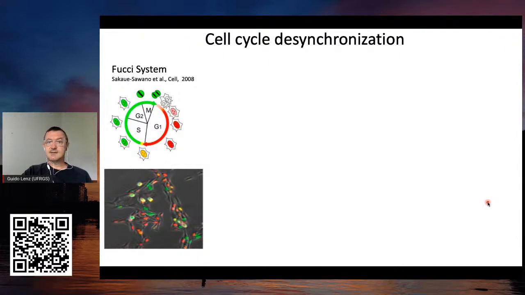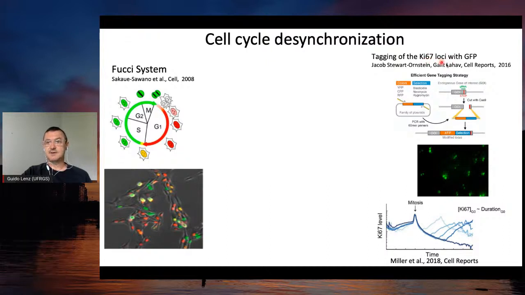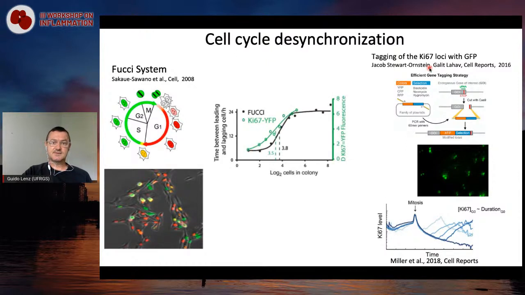We looked also at cell cycle desynchronization. To do this, we used the FUCCI system, which stains cells, which actually expresses fluorescent proteins: red fluorescent protein at G1 and green fluorescent protein at S, G2, and M. And we also marked the endogenous loci of Ki67 with GFP, which, as you probably know, is related, its expression is related to the progression of the cell cycle.